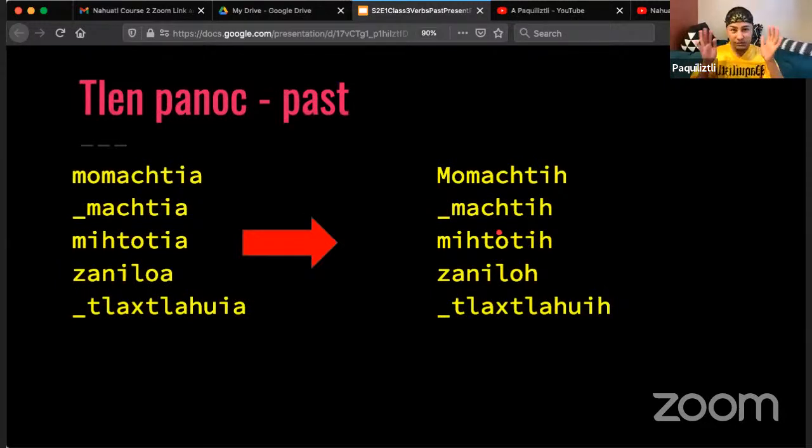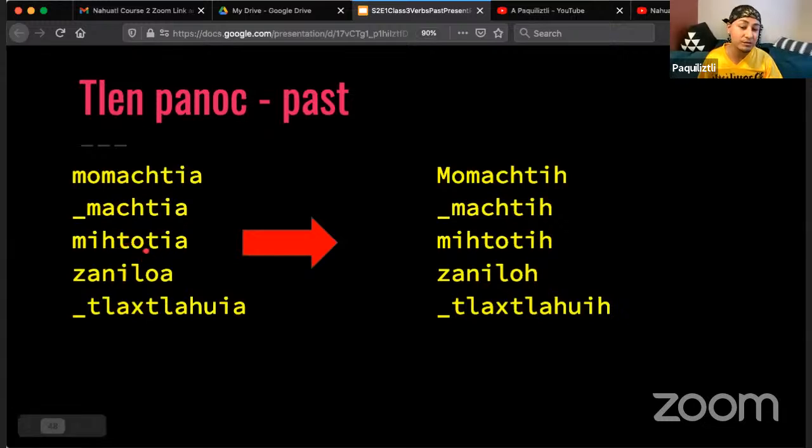So as you could tell from the first set of 5 slides, when you have momachtia to create the past tense for these class 3 verbs, you're gonna take away the A and you're gonna add the H. So basically that means you're gonna replace the A with an aspiration. So momachtia becomes momachti. Machtia becomes machti. Mihtotia becomes mihtoti.